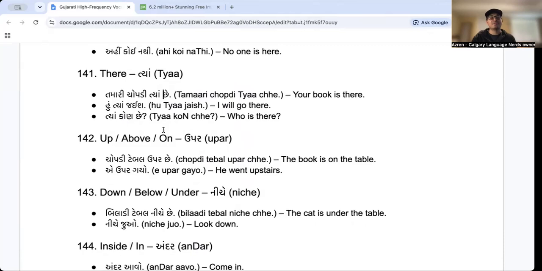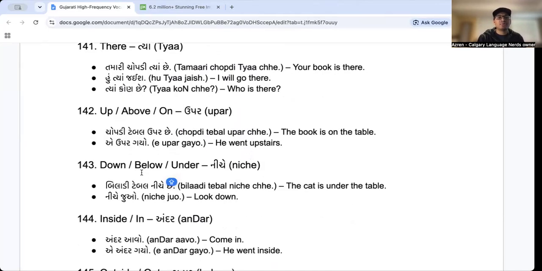Okay. The word for there is tia, like way over there. Oh my God, look over there. There's a bird, right? Or pink elephant. Tamari chopri tia che. Your book is there. Tamari chopri tia che. હું ત્યાં જઈશ. I will go there. ત્યાં કોણ છે? Who's over there? Who's there?